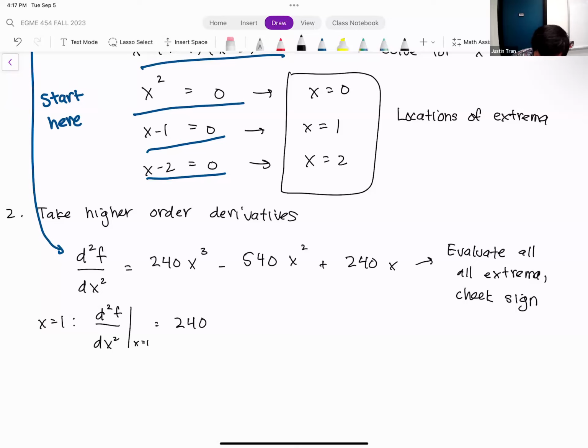So we have 240 times x cubed, and if x is equal to 1, that's 1 cubed, minus 540 times x squared, so minus 540 times 1 squared, plus 240 times 1. Everywhere we see x in the second order derivative, we're just going to plug in x is equal to 1. If you punch those into a calculator and simplify, what you should get is minus 6.